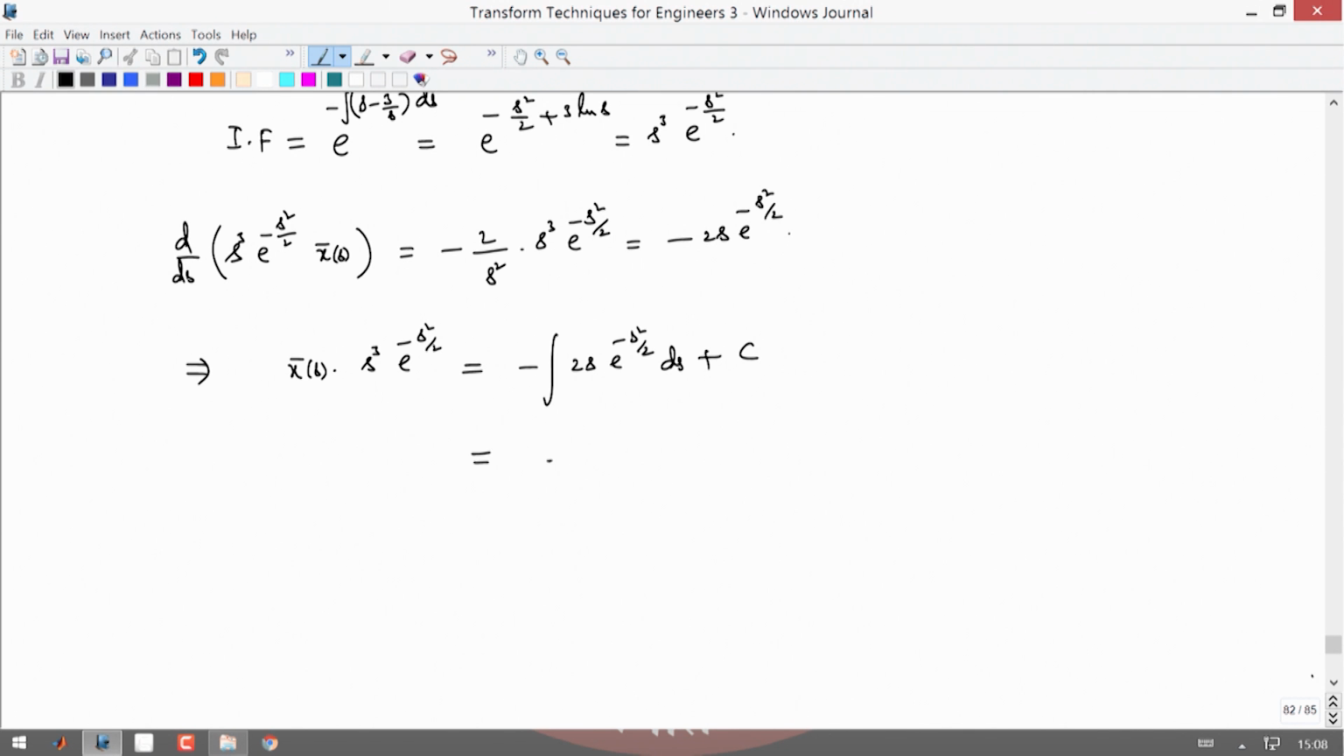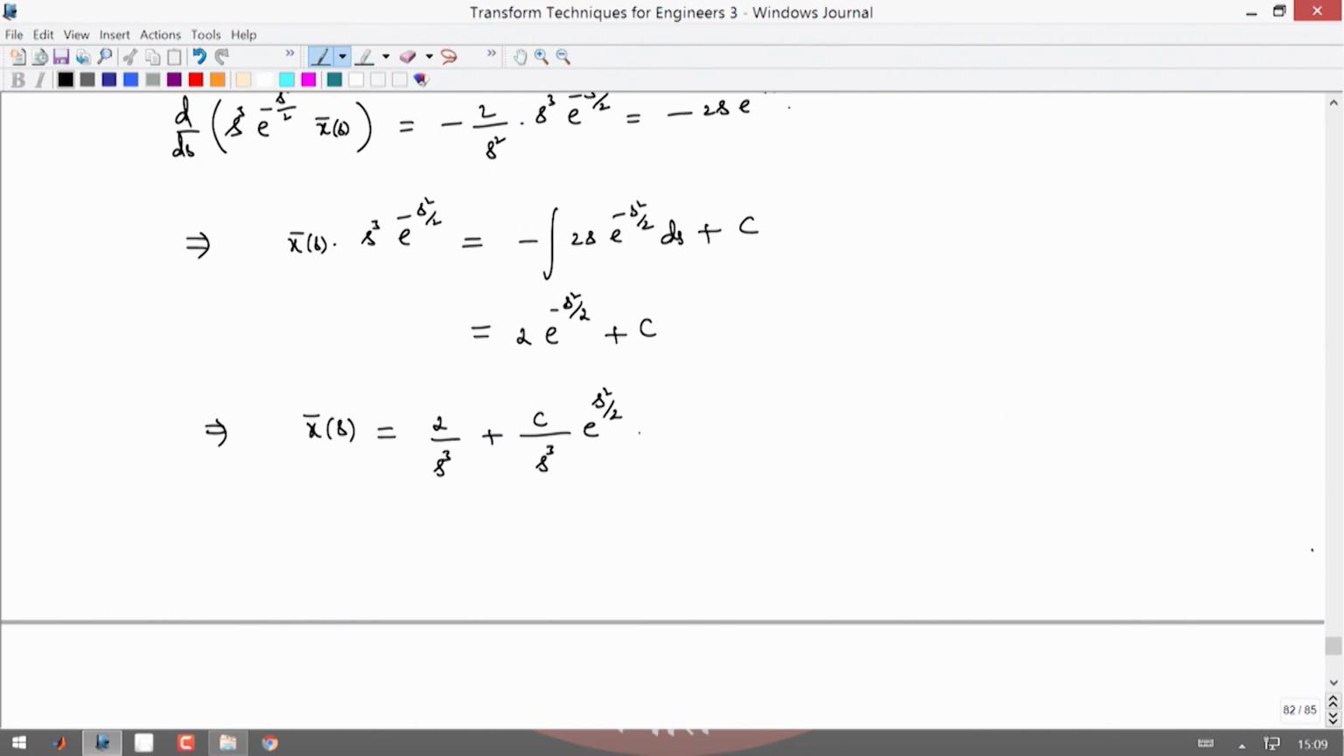So, this one you can easily see that this is going to be e power minus s square by 2. So, times 2 comes out, and this is exactly what you have. So, this is your antiderivative for this integral. So, you have integral value is this plus c. So, from this you can get your x bar of s as 2 by s cube and then plus c by s cube times e power s square by 2. This is what you get as a solution x bar of s.